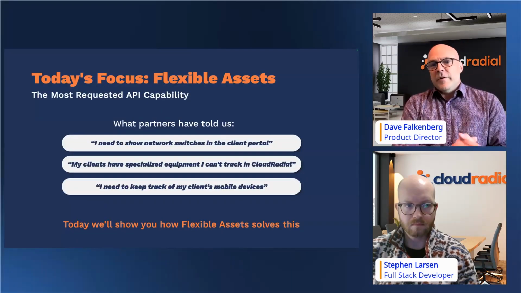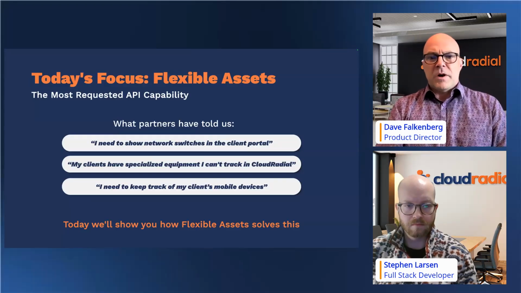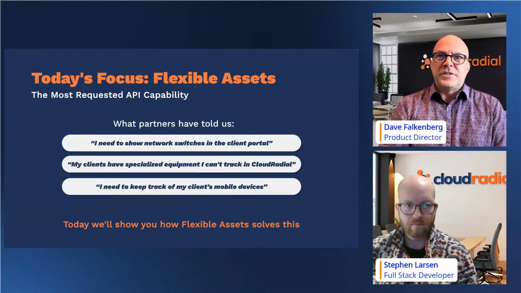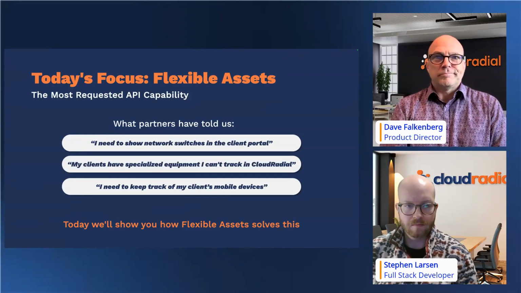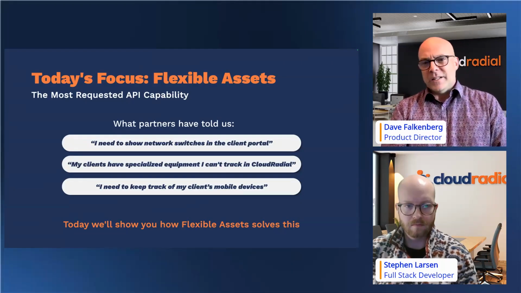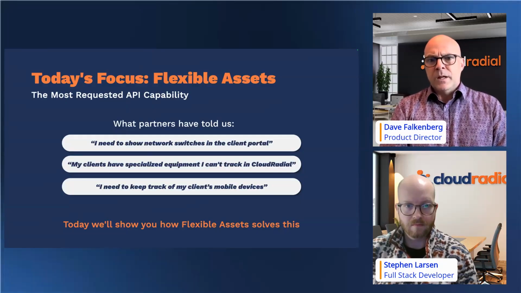So today I said we're going to focus on flexible assets. It's the capability that lets you define custom asset types. This really came directly from what you told us. We heard I need to show network switches in the client portal. My clients have specialized equipment I can't track in CloudRadial. I need to keep track of my clients' mobile devices. I think everyone's got that one. They're kind of all over the place, right? So flexible assets solve all these problems.